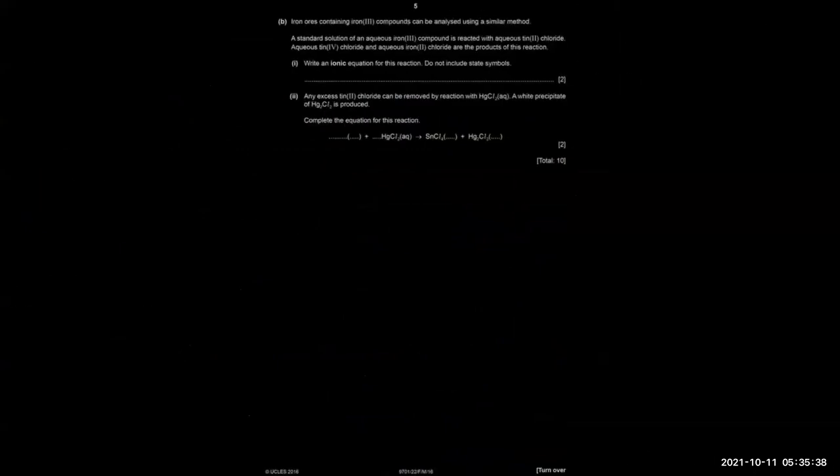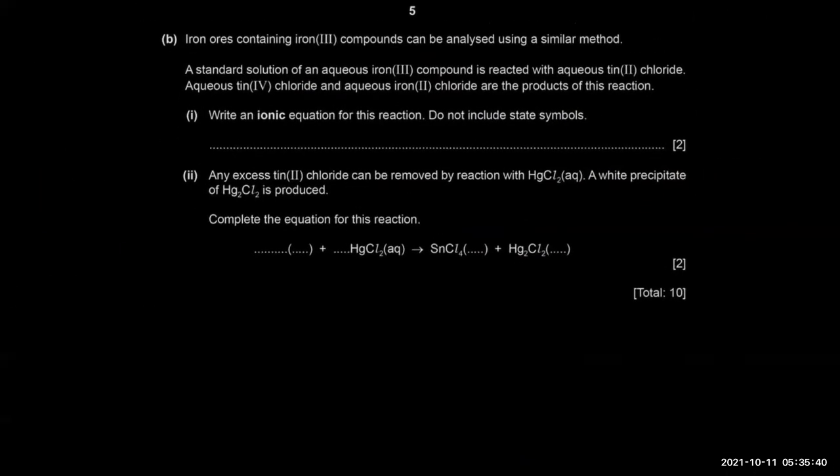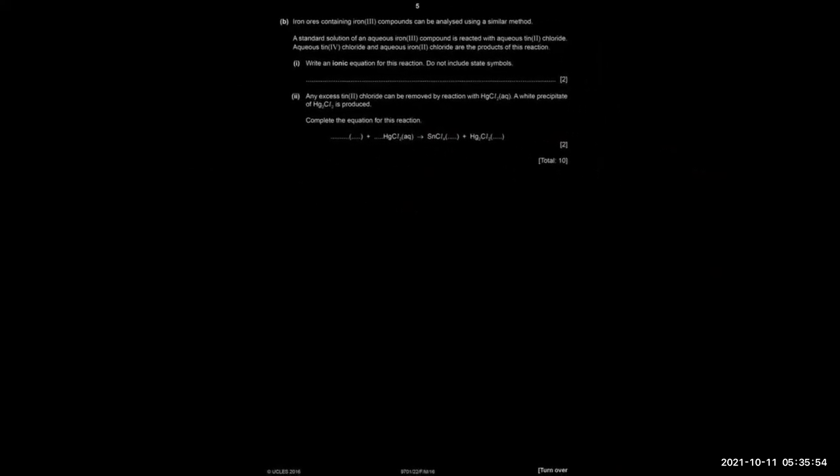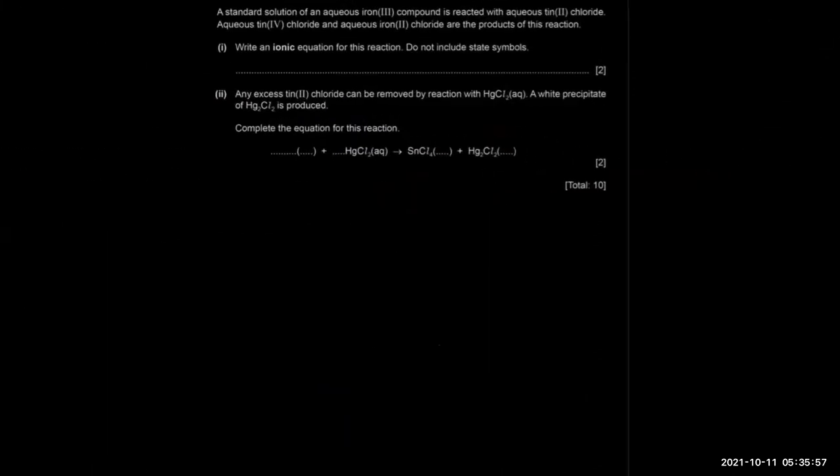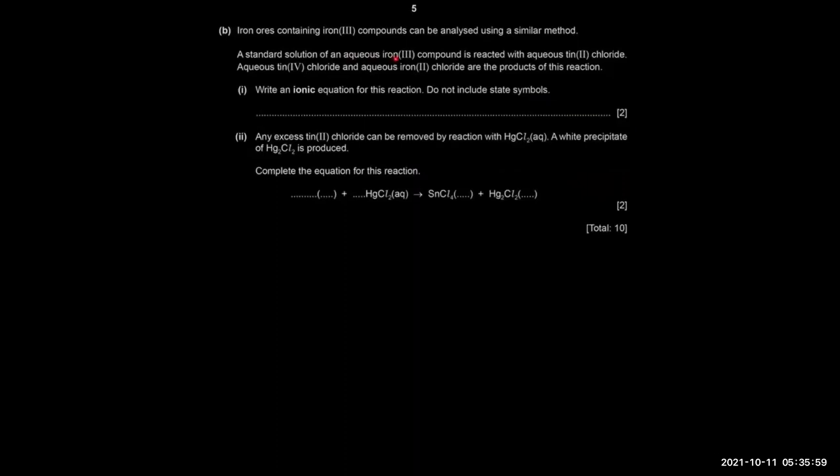All right, next question. Or next part. Iron ores containing iron 3 compounds can be analyzed using a similar method. A standard solution of an aqueous iron 3 compound is reacted with aqueous tin 2 chloride. Aqueous tin 2 chloride से हमारा बनता है aqueous tin 4 chloride and iron 2 chloride are the products. Write an ionic equation for this reaction.